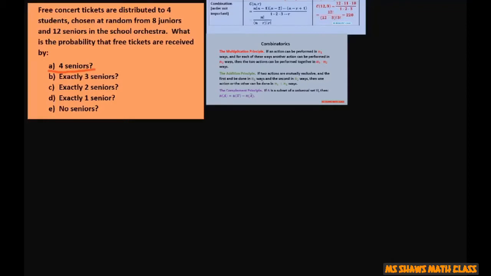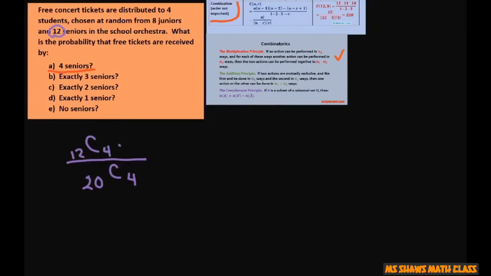So we're using our combination formula and the multiplication principle. So for 4 seniors, remember our total is 20. So that's going to be 20 choose 4. All right, and we want 4 seniors. So out of the seniors, there's 12. So you put your total here, and we're choosing 4.